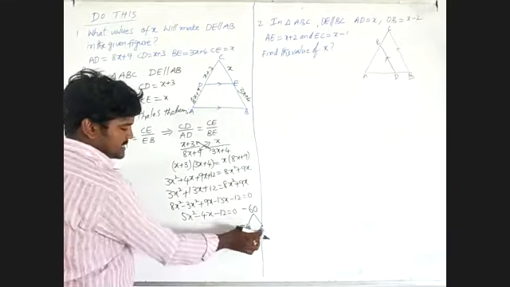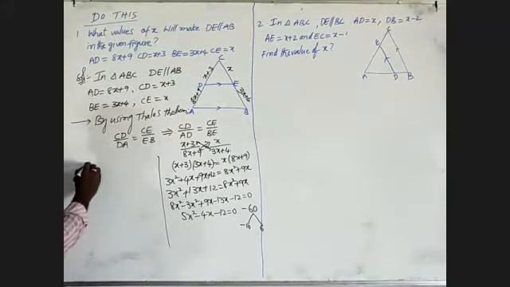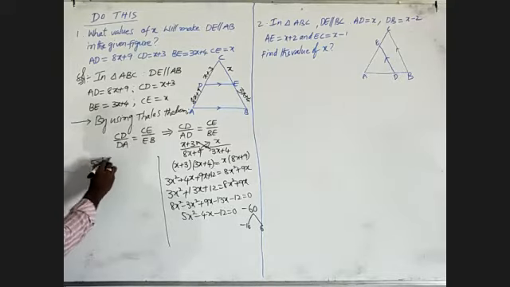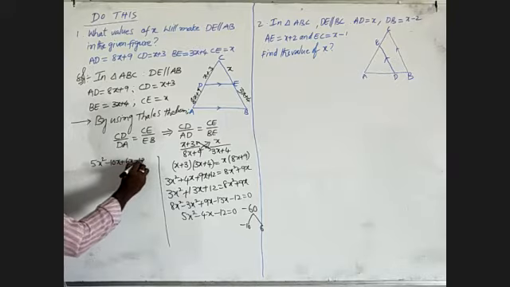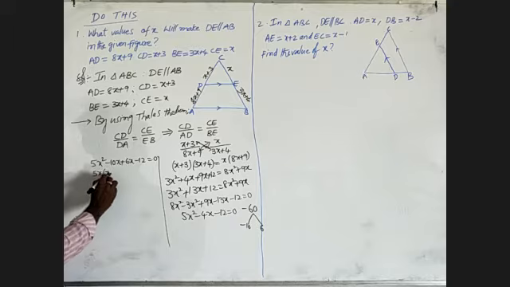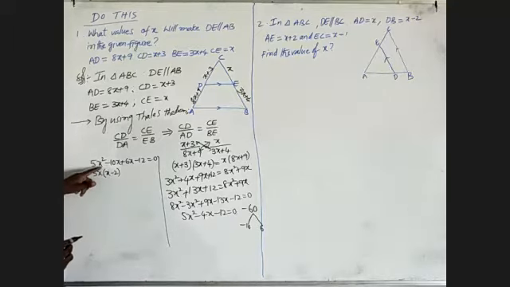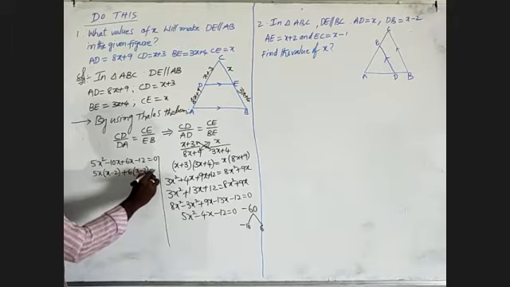Minus 10 plus 6 is equal to minus 4. That will be written as 5x square minus 10x plus 6x minus 12 is equal to 0. Where 5x is common, the remaining is x minus 2. 5x into x is 5x square, and 5x into minus 2 will become minus 10x. Where 6 is common, the remaining is x minus 2 is equal to 0.